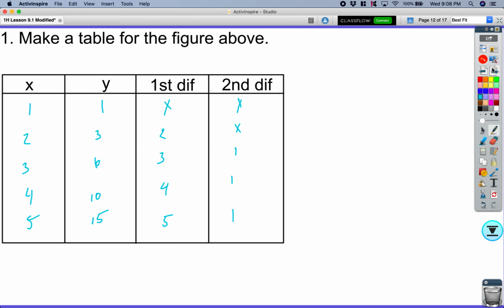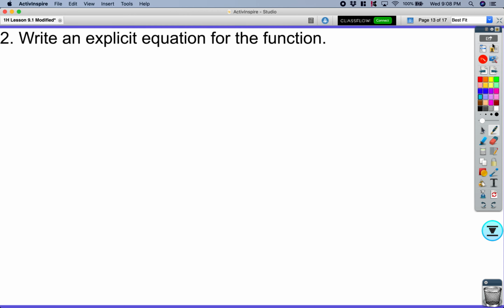Okay? So now it wants us to write the explicit equation. Remember, the explicit equation is what we're trying to figure out in standard form. So y equals ax squared plus bx plus c. And my first step is always to find a. And if we remember, a is equal to 1/2 of the second difference.